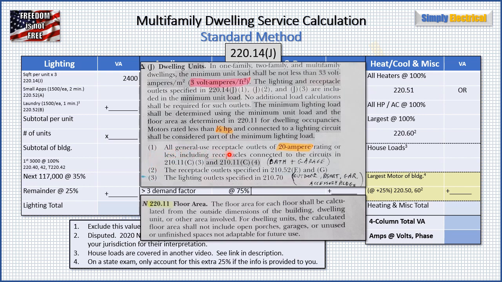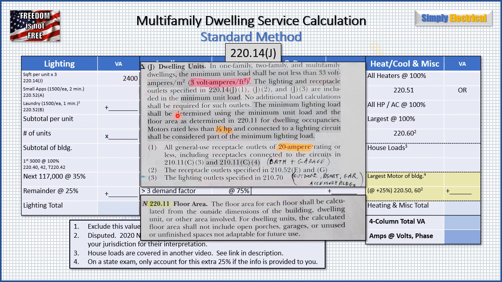First one, all general use receptacle outlets of 20 amps or less, including receptacles connected to the circuits in 210.11(C)(3), which are bath receptacles, and 210.11(C)(4), which are garage receptacles. So those are all included. Also, the receptacle outlets specified in 210.52(E), which are outdoor receptacles, and (G), which are basement, garage, and accessory building receptacles, those are also included. And lastly, the lighting outlets specified in 210.70, which are basically all the lighting outlets in your house or in the multifamily dwelling. So all of these are included in this number here.